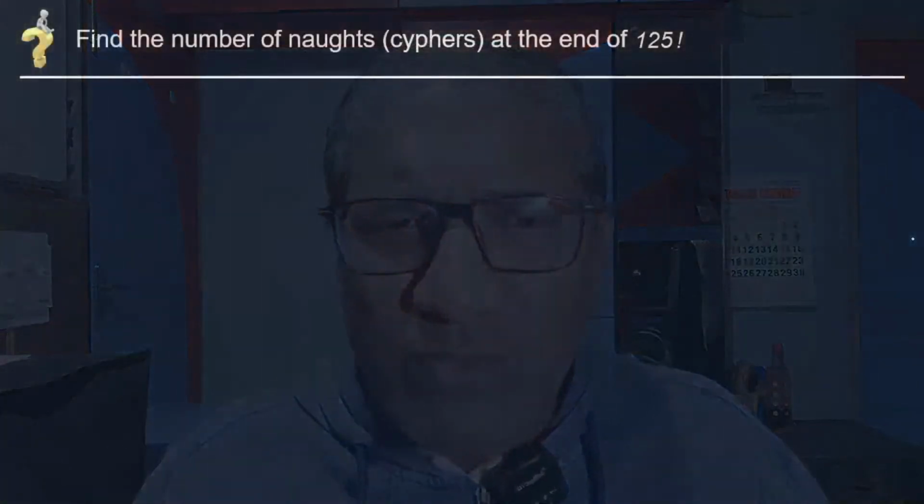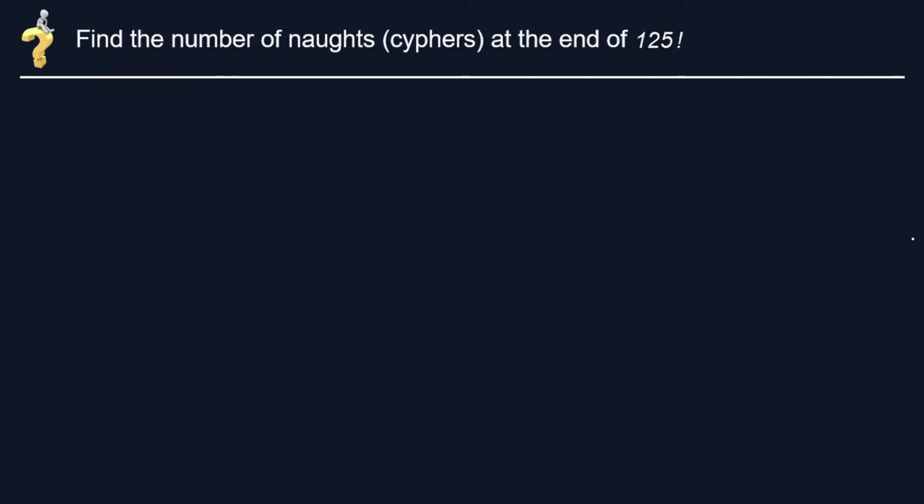Clear? So now the question comes, how to find the number of knots or ciphers at the end of 125 factorial? Now to know the number of ciphers, you must know in 125 factorial what the exponent of 10 is. Because if we know the exponent of 10, we can easily say how many ciphers or knots are there at the end of that number. If I say 10 cube into 8, you will easily say, sir, there are 3 trailing zeros or knots at the end of this number.